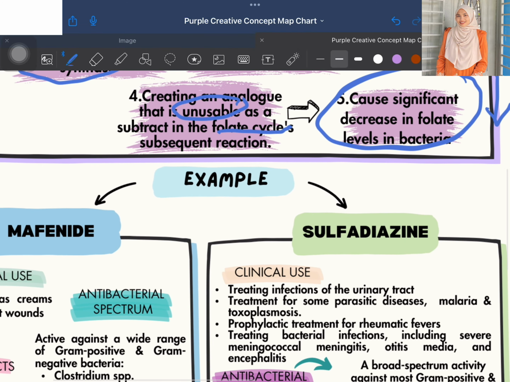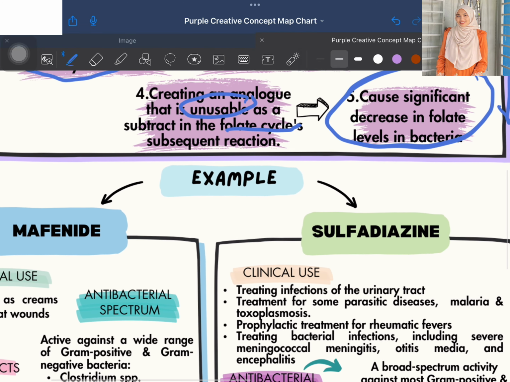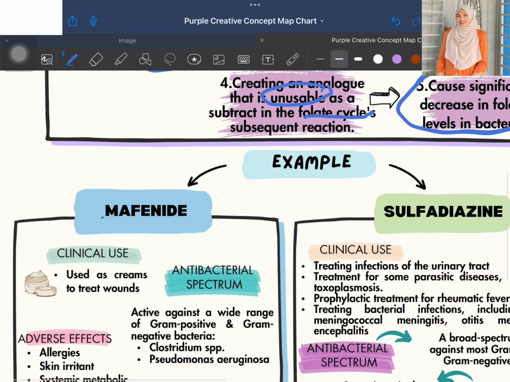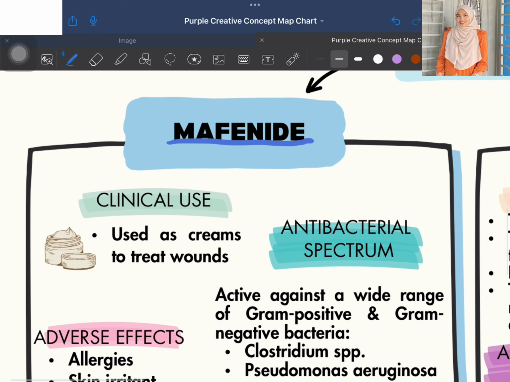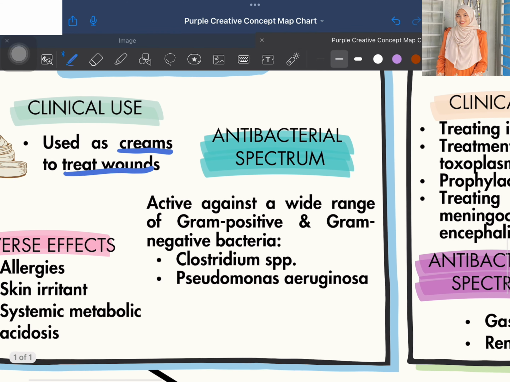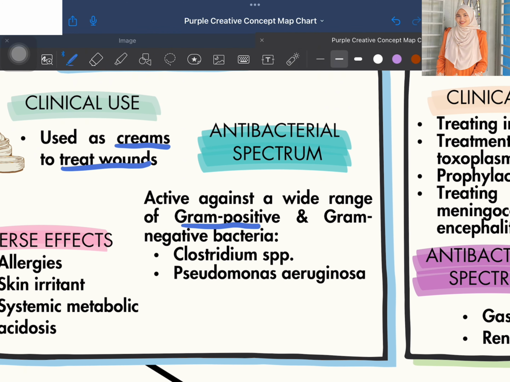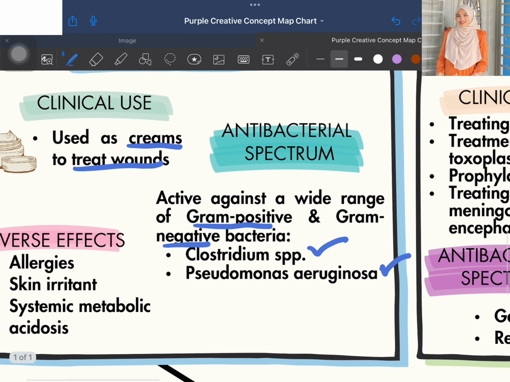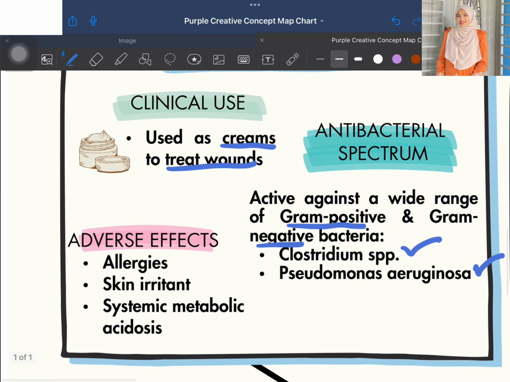There are two examples of this drug. Firstly is mafenide. After a severe burn, the wound becomes the perfect environment for bacterial infections as there is no epidermal protection. So, we use mafenide cream to treat wounds. This drug is active against a wide range of gram-positive and gram-negative bacteria such as Clostridium species and Pseudomonas aeruginosa. Mafenide gives some adverse effects to the patients like allergies, skin irritation, and systemic metabolic acidosis.